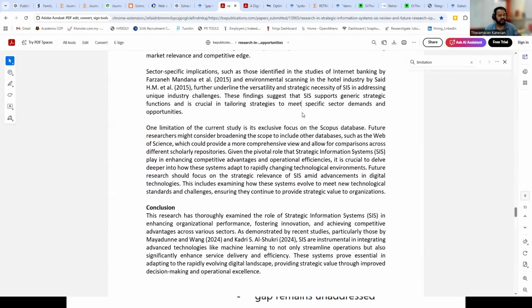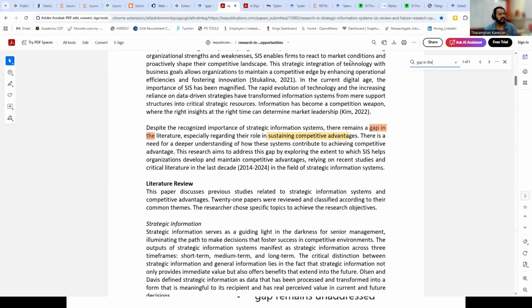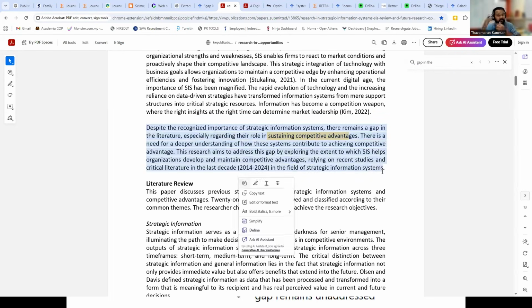So from here, if I search "gap in the" literature, you can see here, this is the gap. This is the present gap of this current paper, which it already addressed. That means it's not a new gap. You need to understand this first. Keep that in mind. This is the present gap of this paper that it already addressed.